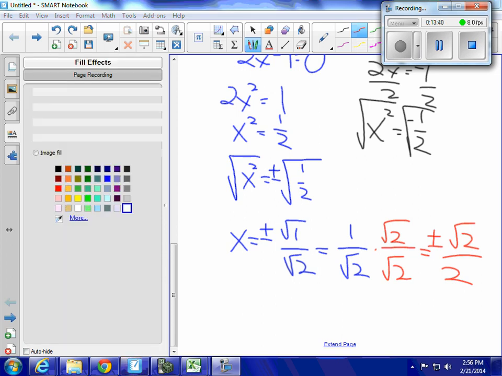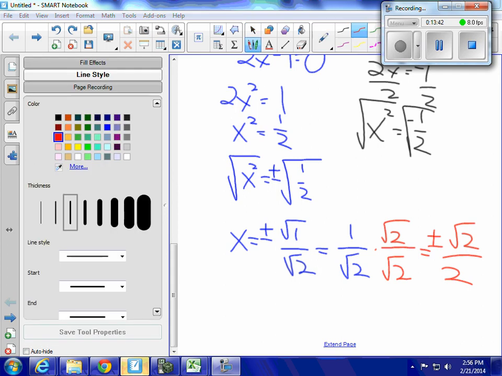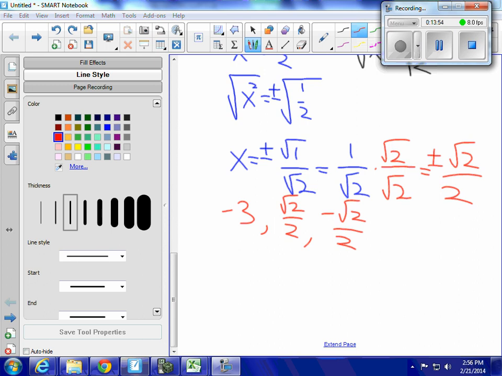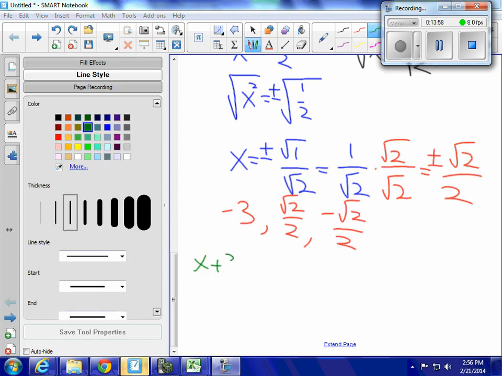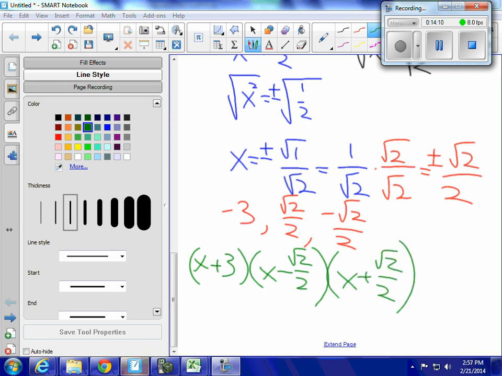I have a 0 at -3. I have a 0 at radical 2 over 2. And I have a 0 at negative radical 2 over 2. And if I was to write this in factored form, it would be x plus 3 times x minus radical 2 over 2 times x plus radical 2 over 2.